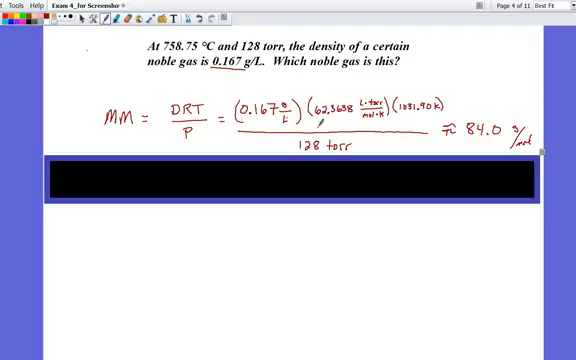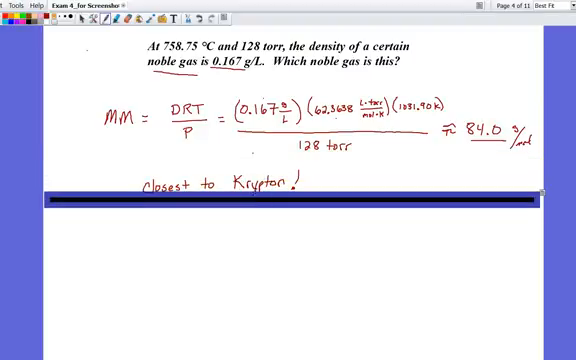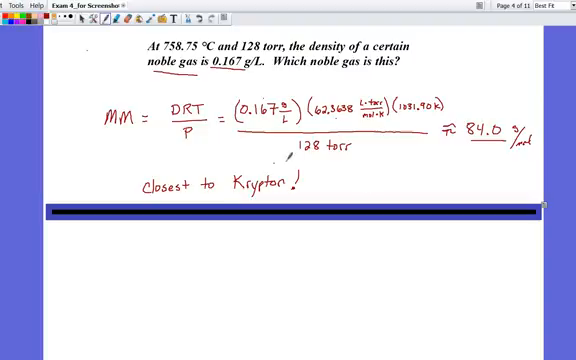So you substitute these things into the problem. This is the density from the problem. This is the R value from my reference material, gas constant R values. And then this is my temperature converted from Celsius to Kelvin. And then I can use the pressure in torr. And I came up with around 84.0 grams per mole. And since I know it's supposed to be a noble gas that I'm supposed to answer, it looks like it's closest to krypton on the periodic table. So I would go with krypton on that one.